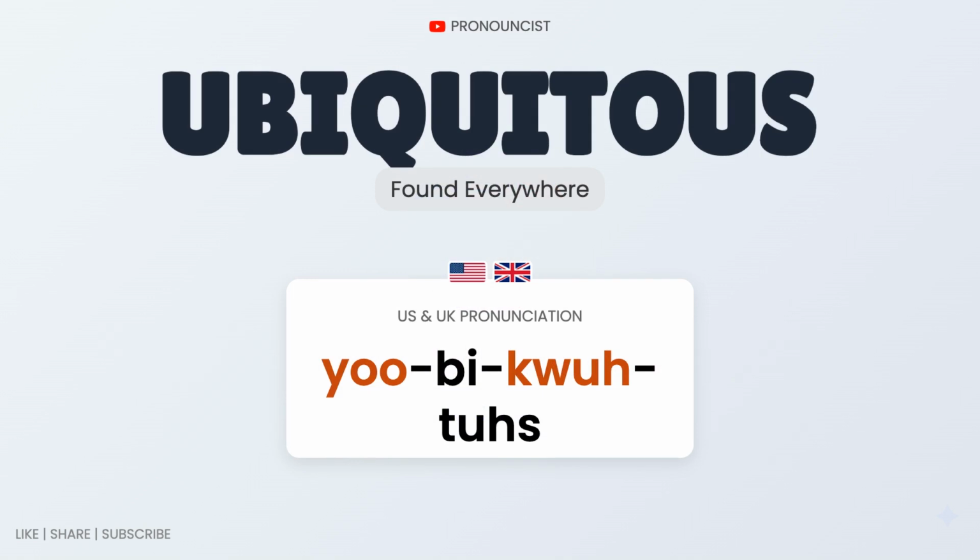Today we will learn how to pronounce the word shown on the screen. Ubiquitous. Both US and UK have the same pronunciation of this word. Stress b, keep qu soft, and finish with tus.